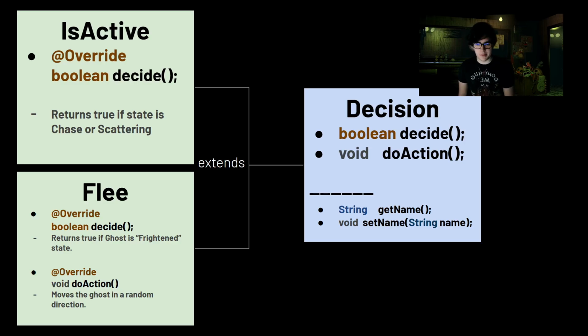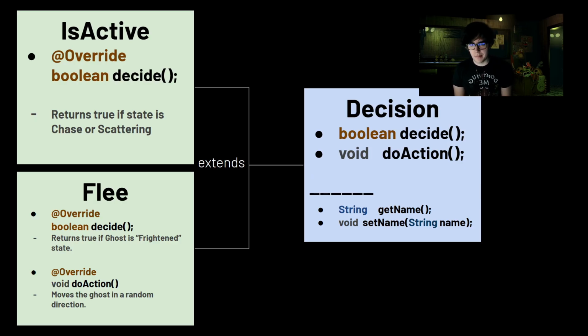So these are real examples from the homework. We have two example decisions here. First one is active. This is going to be the most top level. This is the root of our binary tree, which is a decision tree. And is active is going to override the decide method, and it will return true depending on the ghost state.